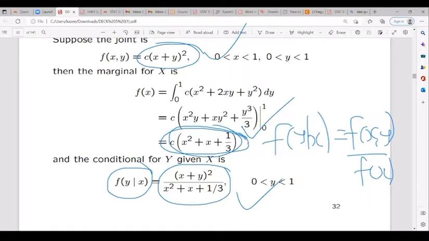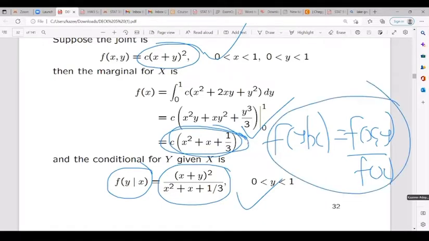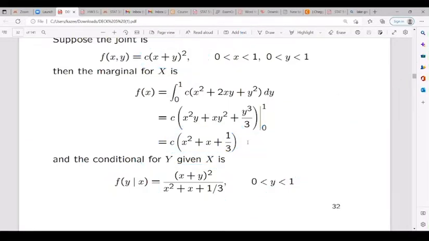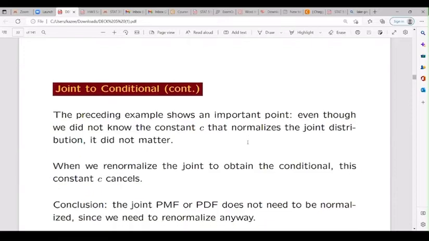So what are you using? Using this guy here. Look at that, to arrive at that conditional. That's so easy, right? When you know the formula, everything is going to be so easy. Okay? You're given f of x, y, and you want to find the conditional f of y given x. You need to first get f of x. After getting f of x, then you use this guy here. You're going to end up here. You're going to see that c is going to cancel out. Very easy, right?